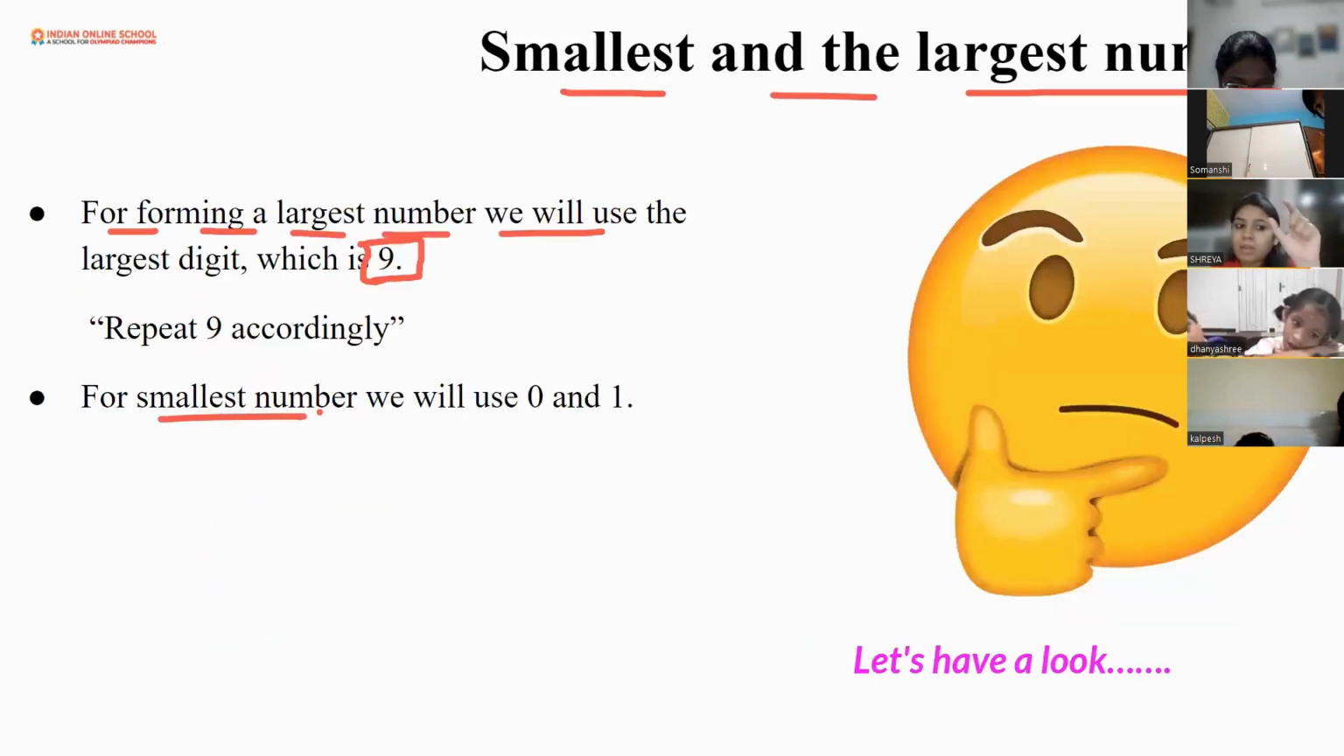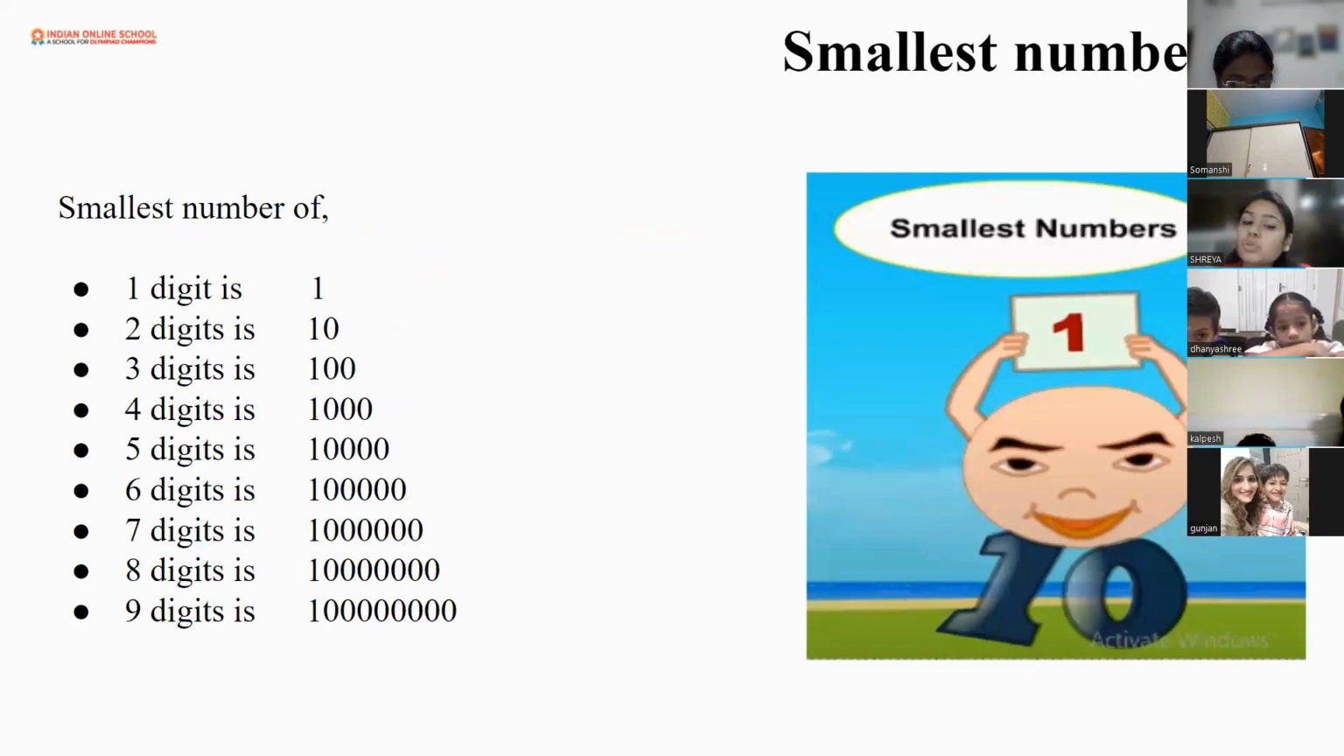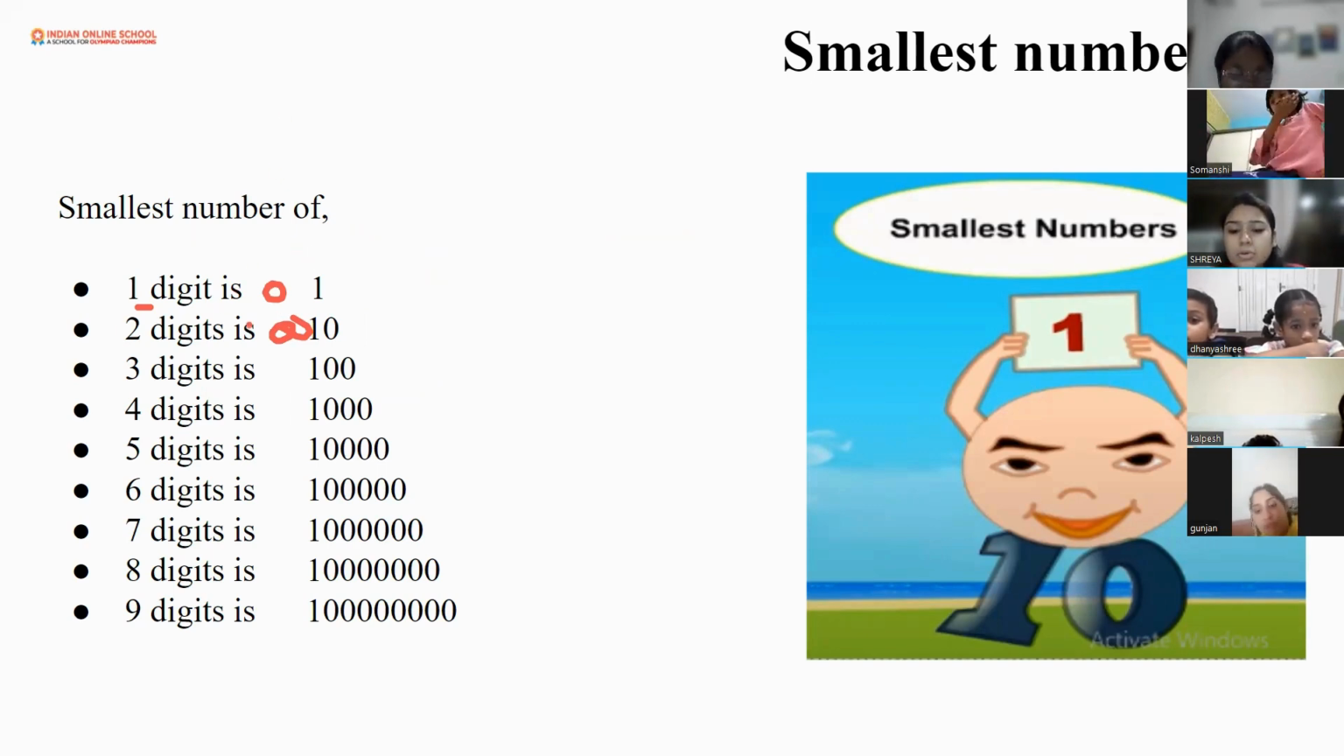Now, coming to the smallest number. Just like in the case of the largest number, you were using the largest digit, that was 9. In the case of the smallest number, you use the smallest digits, that is 1 and 0. Two small digits. Why can you not use only 0? Because if you use for one digit 0, only 0, for two digits 0, two zeros, that's not a two digit number or one digit number. This is the reason you cannot use only zeros. You have to use one as well. Am I clear? Yeah, ma'am.